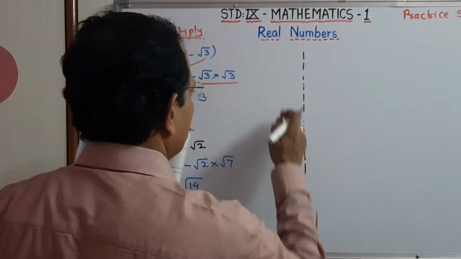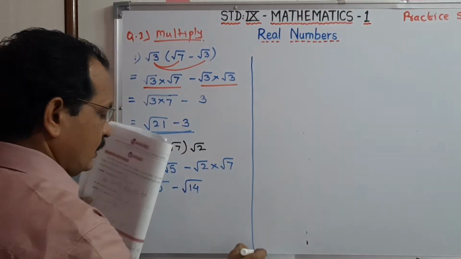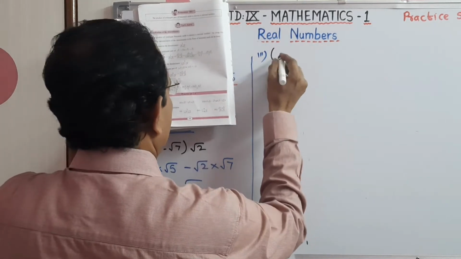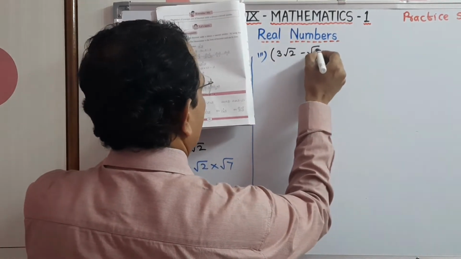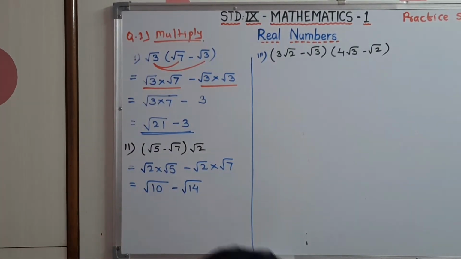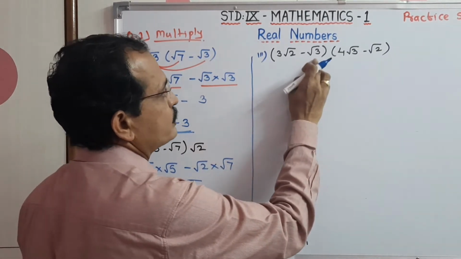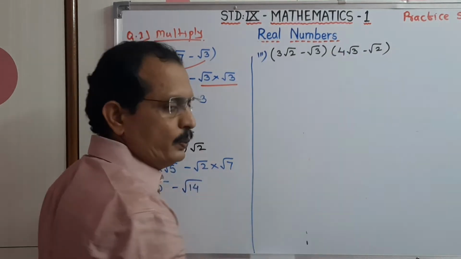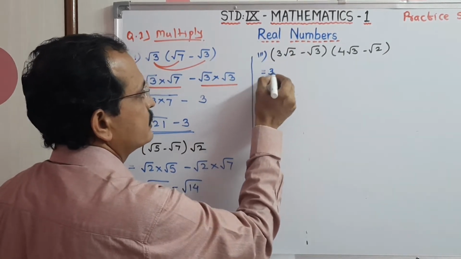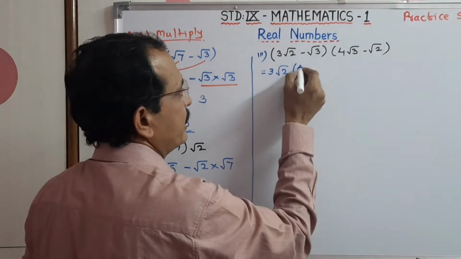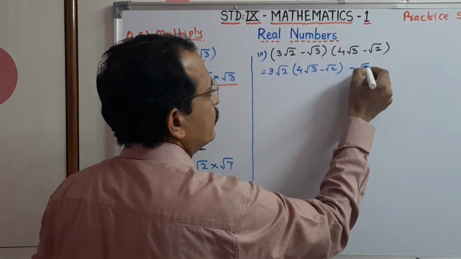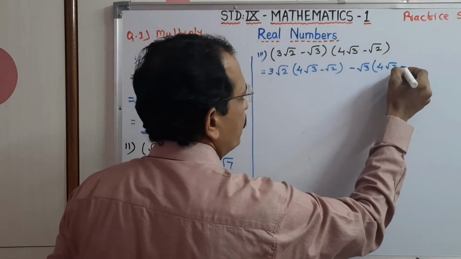Now see the third one. See here, the third question is there. Now for this, you have to be more careful. This is the multiplication of two brackets. Multiplication of two brackets is given: 3 root 2 minus root 3 into 4 root 3 minus root 2. Here, the first term of the first bracket, that is 3 root 2, is multiplied with the whole bracket, that is 4 root 3 minus root 2. Then, by this minus root 3, we have to multiply 4 root 3 minus root 2.